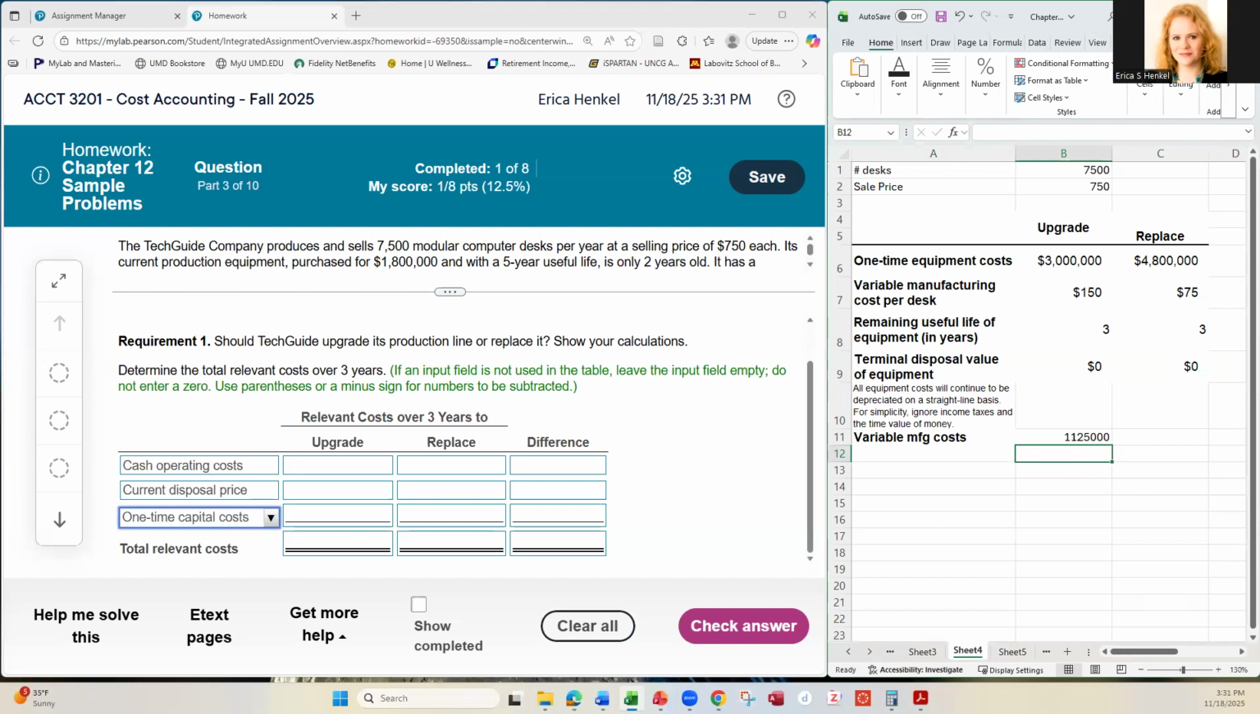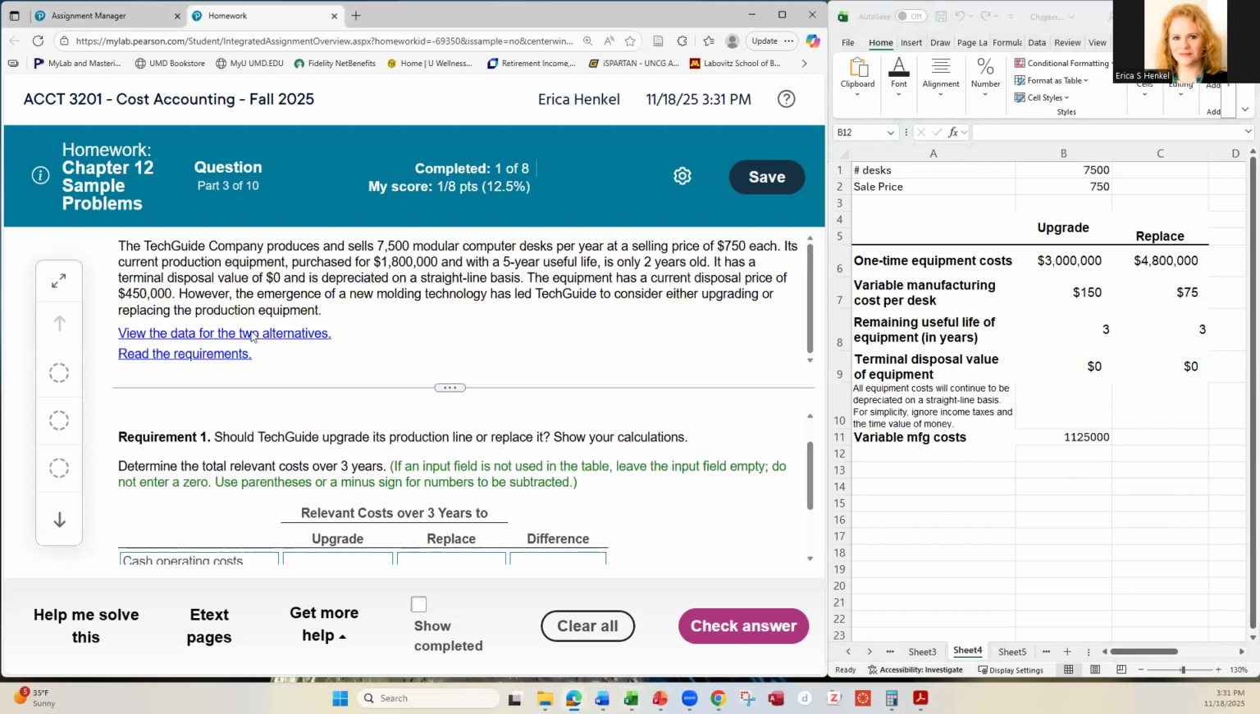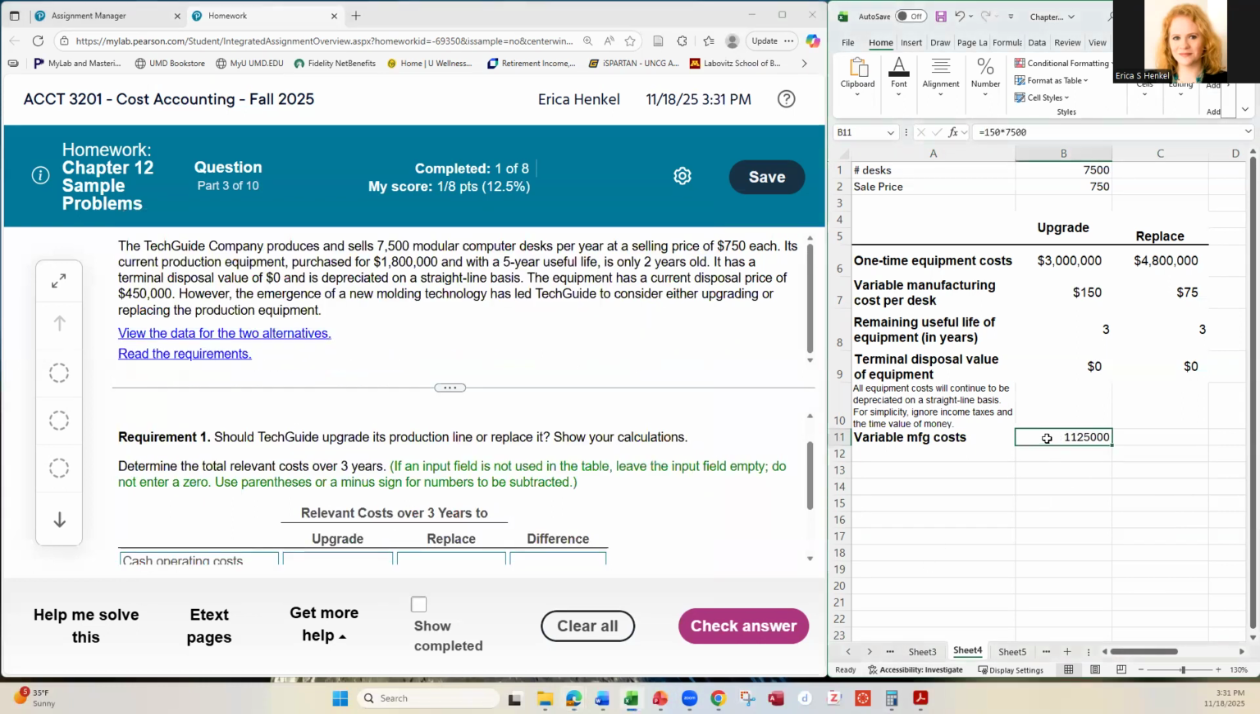And then, so that's 1,125,000, right? And then let me just double check my numbers here, 150 and 75. Oh, yes, and we have 3 years here too. So don't forget to multiply it times 3 years. So we're looking at all 3 years. There we go. Okay, and then same thing over here, $75 per desk times 7,500 desks times 3 years.